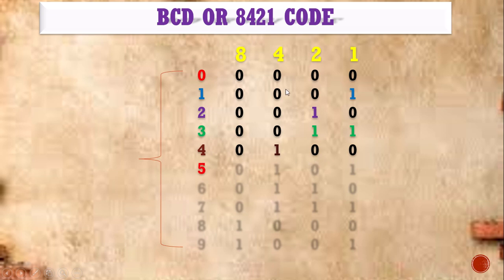Then 5. Here we don't have a 5, but which combination will we get? 4 plus 1 is 5. So put 1 against 4 and 1, and the remaining are all 0. Then 6. We don't have 6 either, but you can get 6 with a combination of 4 and 2. So against 4 and 2, you just place 1. The remaining is 0. As I already said, 1 means on state, 0 means off.